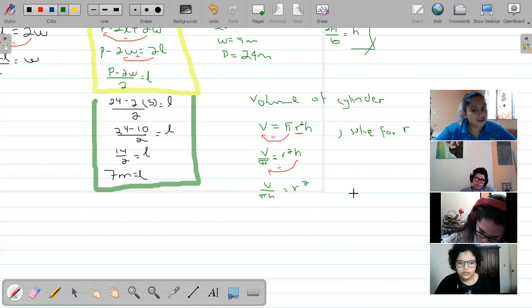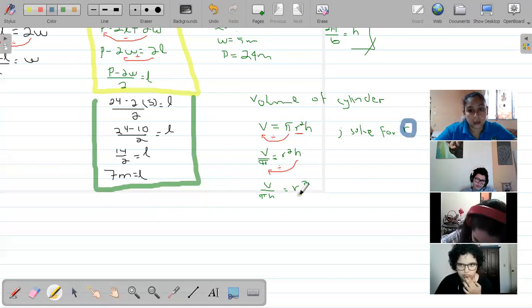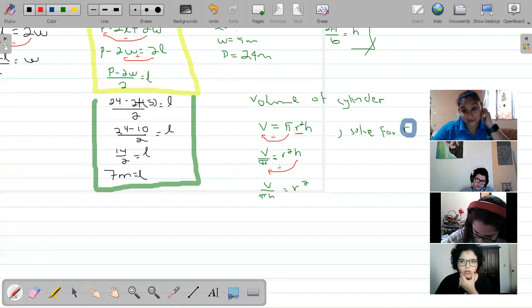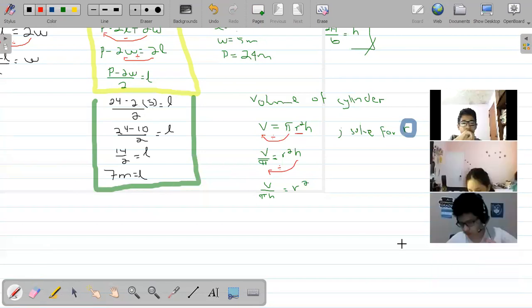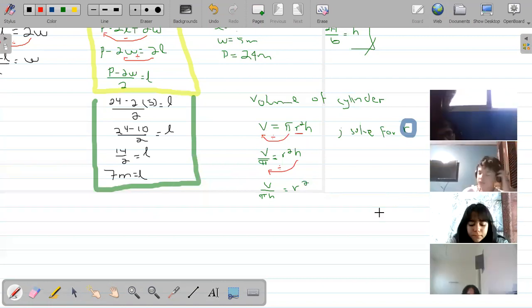Now I got r squared, but they're not asking for r squared. They are asking for r only. So this is not what I need. I don't need r squared. I need r. And I got r squared. How do I get rid of that square? What was the inverse operation for an exponent 2? Square root. The square root, correct.